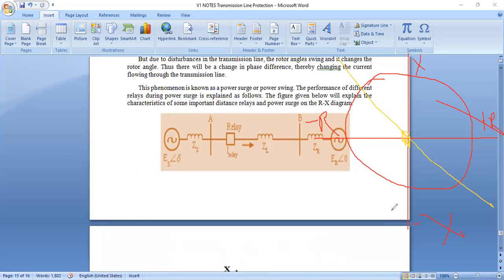So this is the electrical center. The line has a particular center, and the minimum impedance seen is at the electrical center point. So the maloperation is more here, because this area is covered maximum. This area is less, so the effect of power swing is also less. The impedance relay occupies more area, so it is very much prone to maloperation during the power swing.